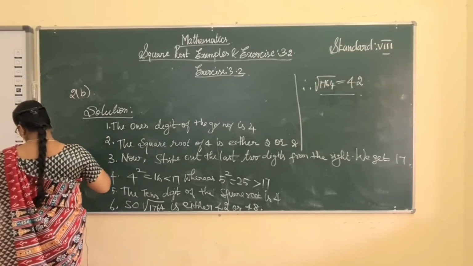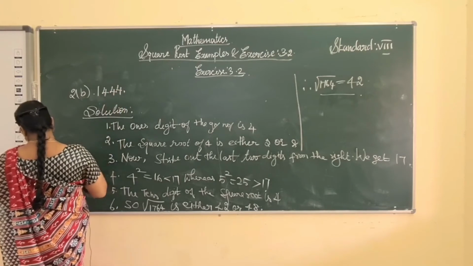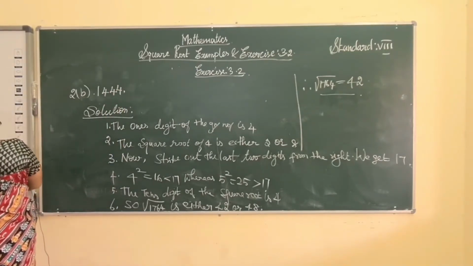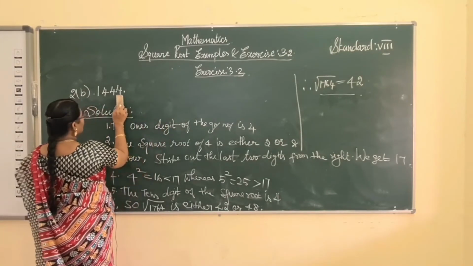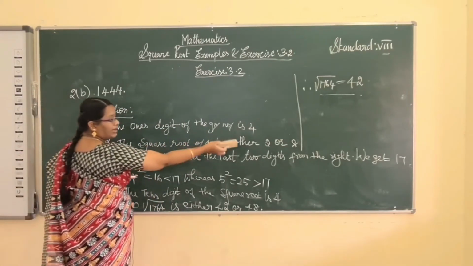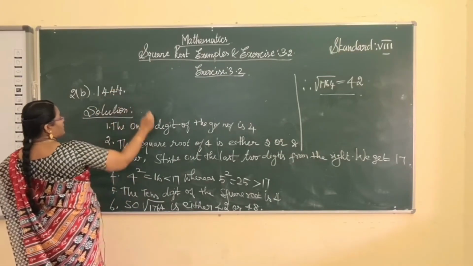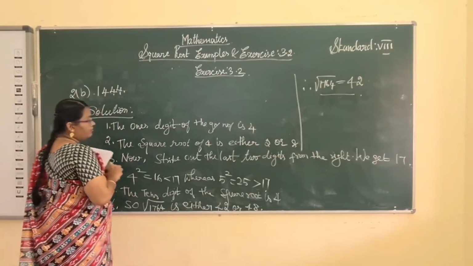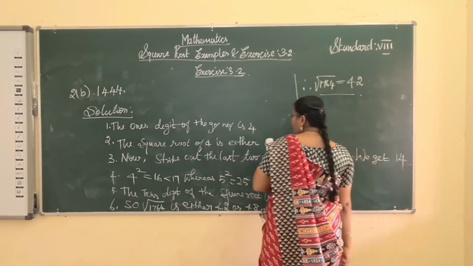B1. 1444 is given. Okay. So what is the ones digit of the given number? Here also 4. Therefore the square root's ones digit is either 2 or 8. Now strike out the last two digits. What is the remaining? 14. Remaining we get 14.